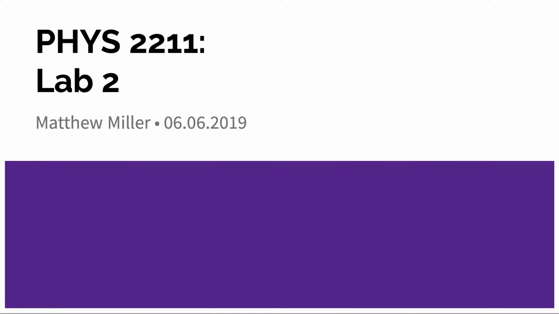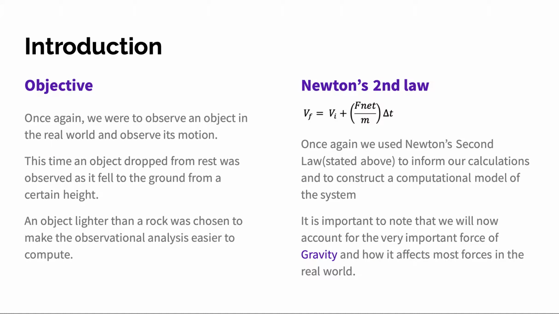My name is Matthew Miller, and this is Physics Lab 2 for Physics 2211. The objective of this lab was to observe another object in the real world and observe its motion.